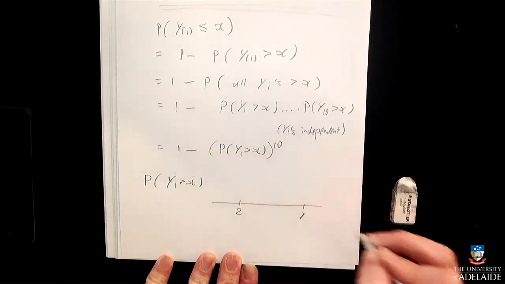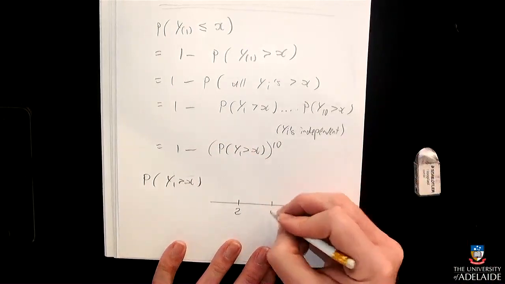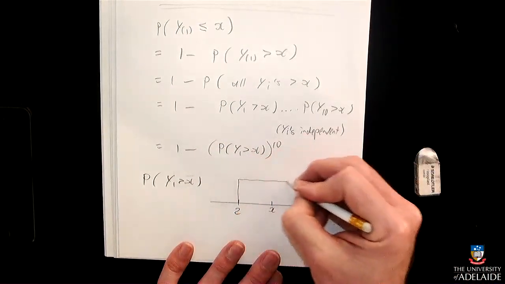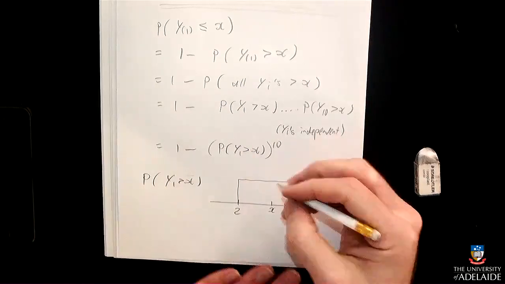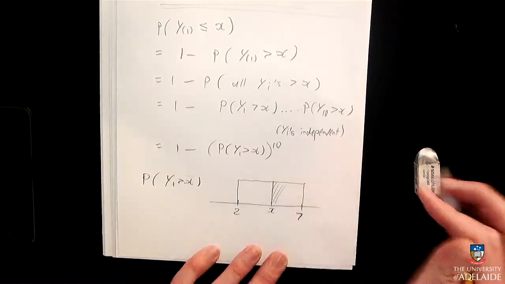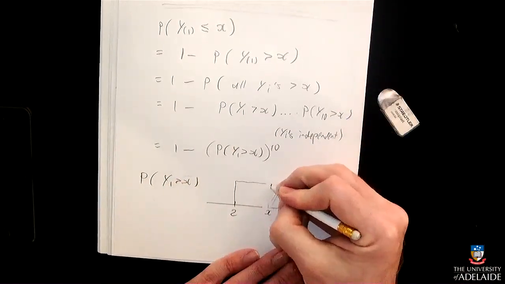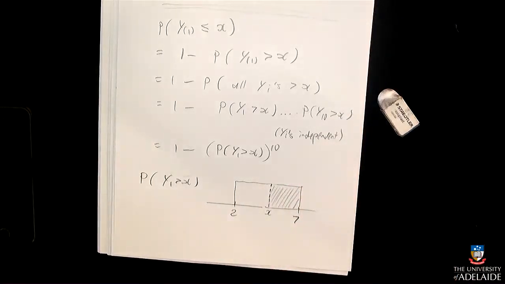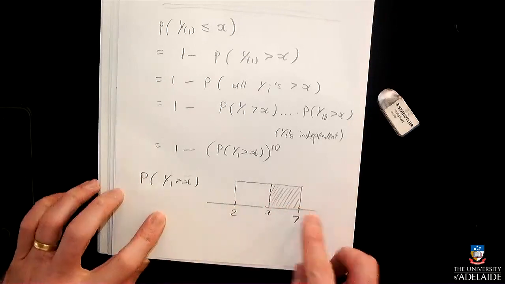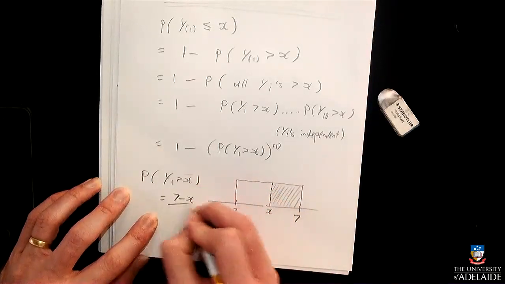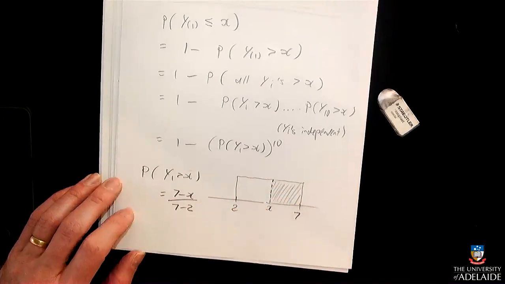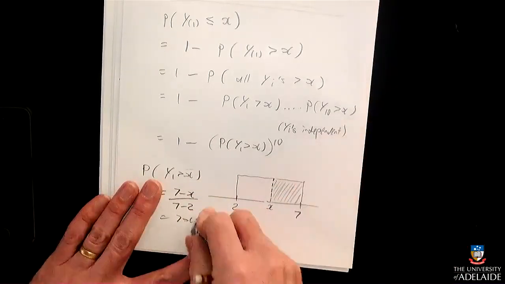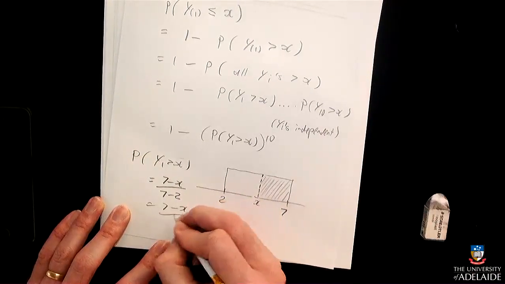It's a uniform distribution from 2 to 7. And the x is some number in the middle here. And this has some height, that's the PDF. And this being greater than x would be, it's technically not equal to x, this area here. But we really only want it as a proportion of the total area, so it would be this distance divided by this distance. So that would be 7 minus x divided by 7 minus 2. Okay.